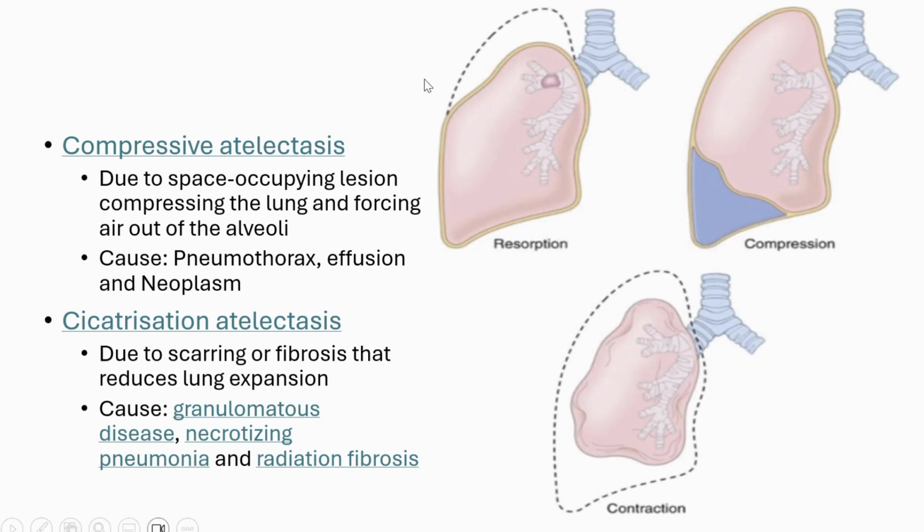Now in this image, we can see that there is obstruction in the right upper lobe bronchus leading to the resorptive collapse. In this case, we can see that there is a space occupying lesion or fluid within the pleural cavity causing the compression of the lung, and this leads to the compressive collapse.